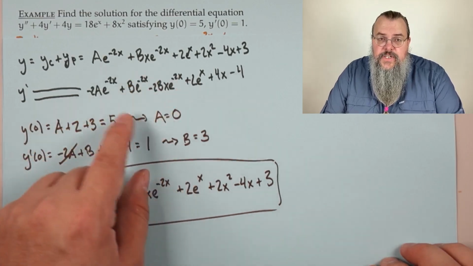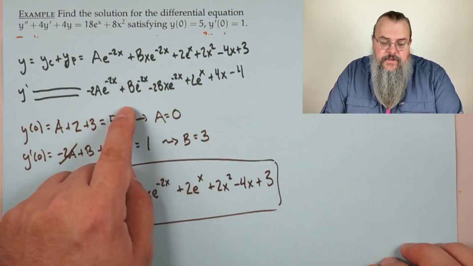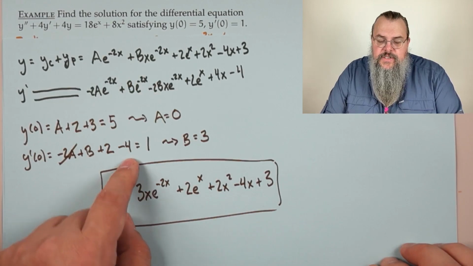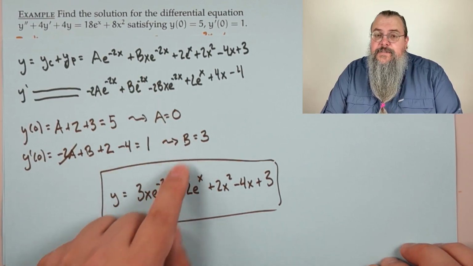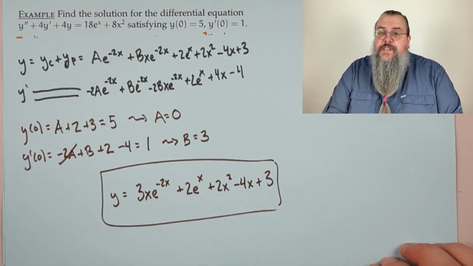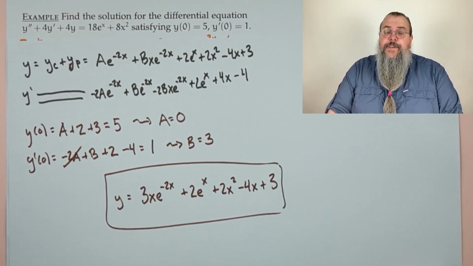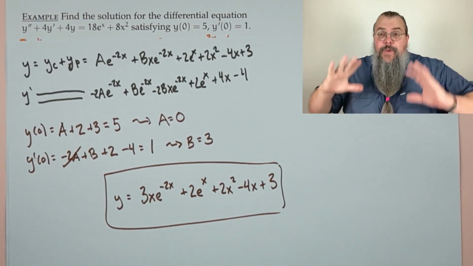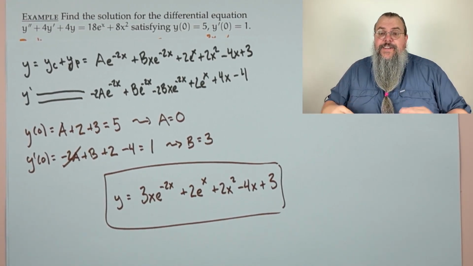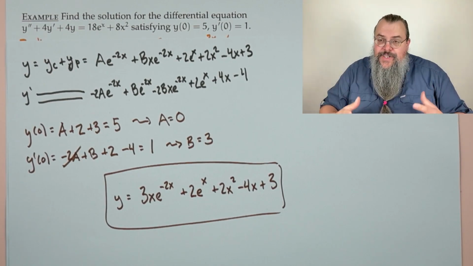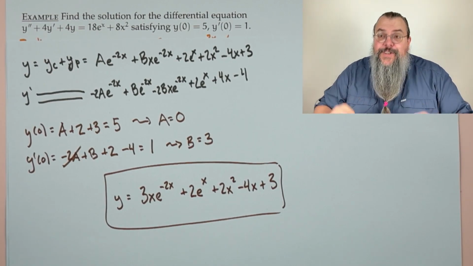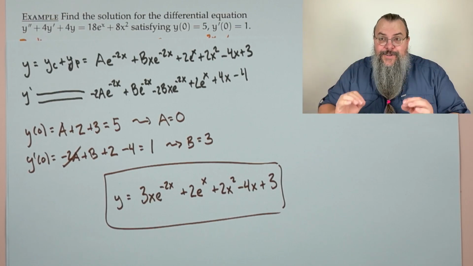Then if you have initial conditions, okay, find your derivative, plug in your initial conditions, and solve for your remaining coefficients, put those coefficients in, and get your final answer. Nothing by itself is bad. There's a process. Work the process, you'll be fine. I know you can do it.